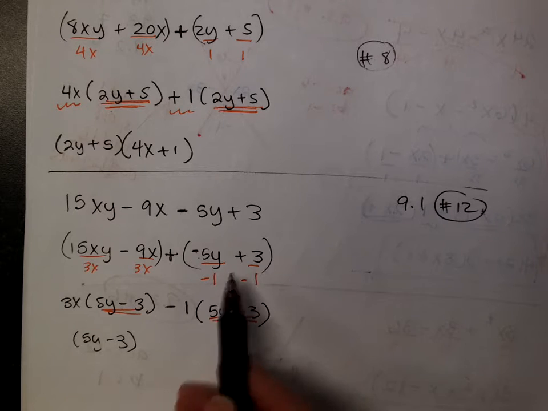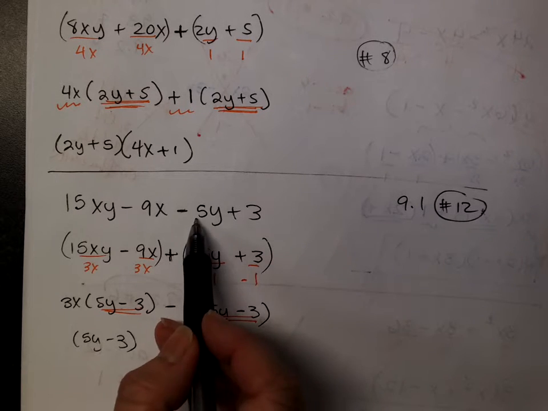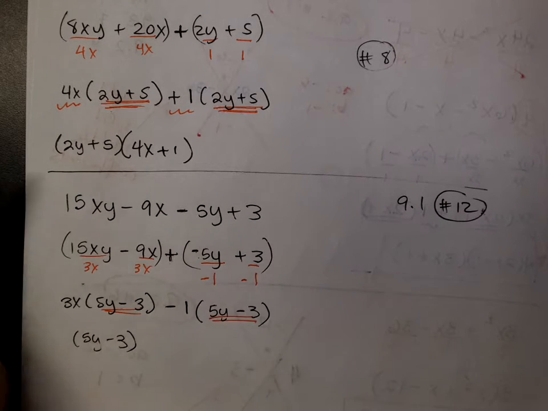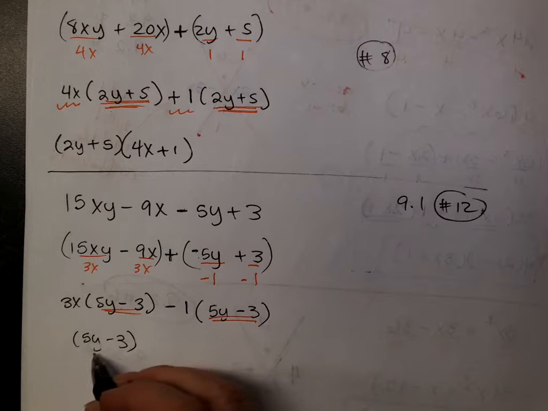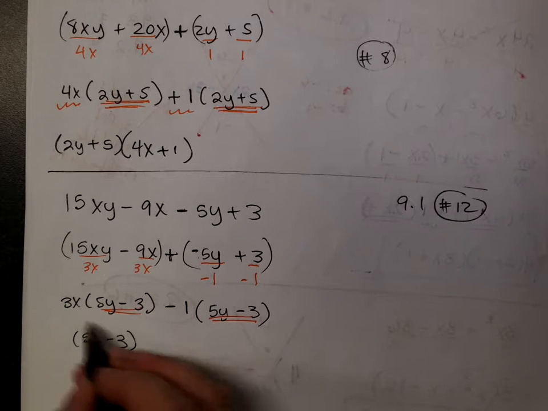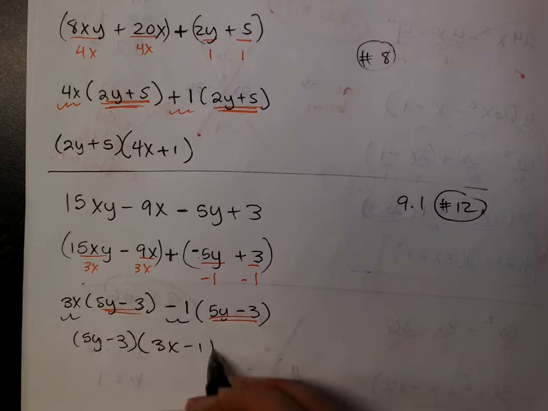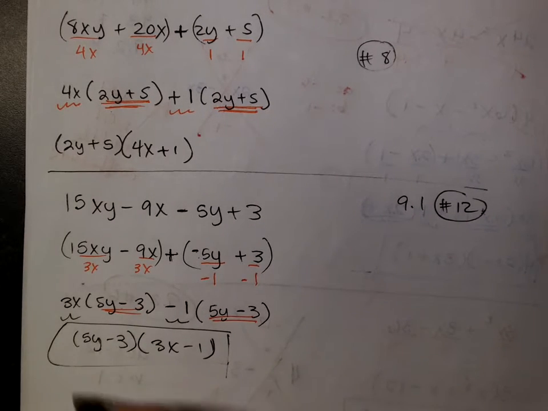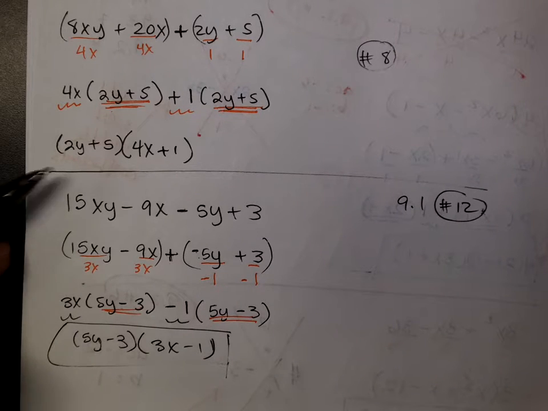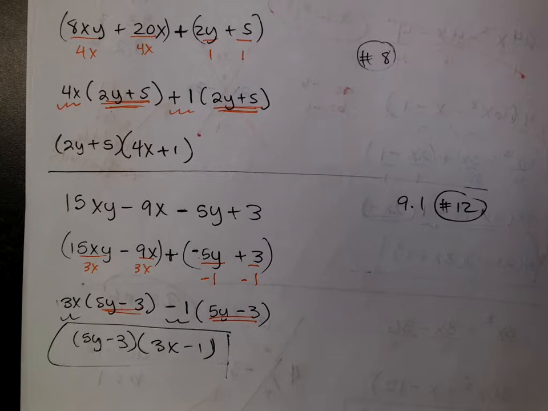So you could also rearrange this if you wanted to put +3 and then -5y. But then that might not work out as far as matching GCFs. So 5y minus 3 gets divided out, leaving behind 3x minus 1. And if you had an original overall GCF, don't forget to put it in front, if you had one.